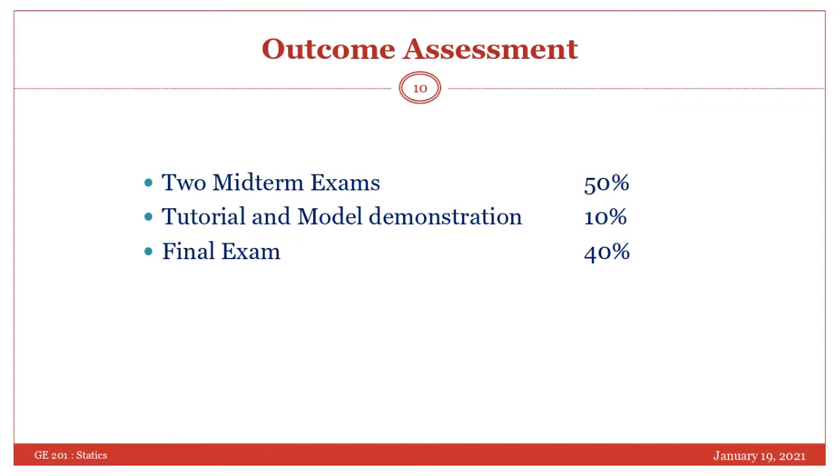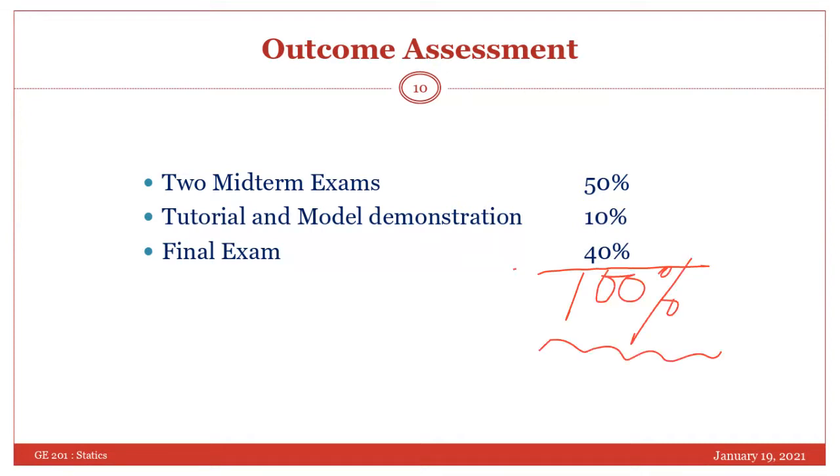And then at the end of the semester, we will have the final exam, which will constitute 40% of the total assessment. Okay, this way we will have 100%: 50% for two midterm exams, 10% for tutorial and model demonstration, and 40% for final exam. So the total becomes 100.